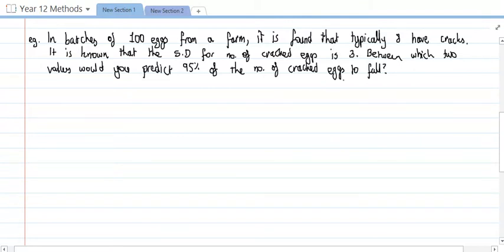So, you know, in one batch we might have, say, 9, and in another batch we might have 6, and so on, okay? Now this here goes back to your normal distributions, okay? And you might have heard of something called the 68, 95, 99.7 rule. Okay, and this is to do with standard deviation.